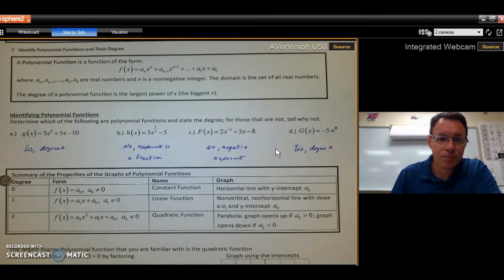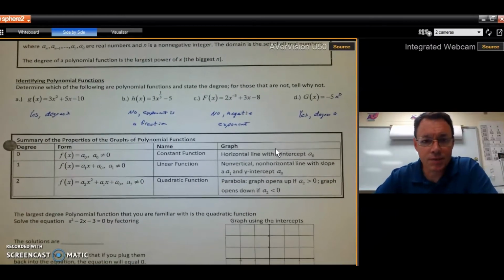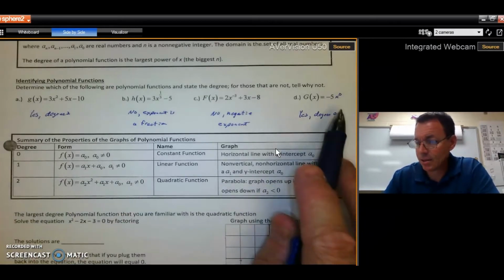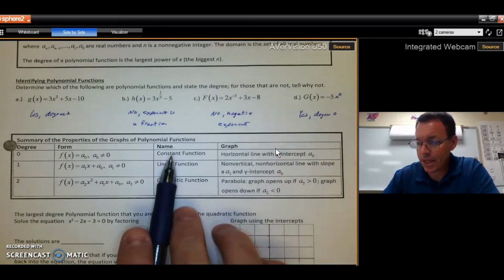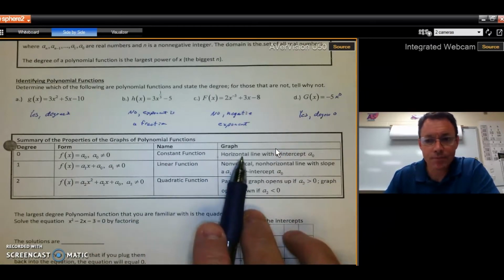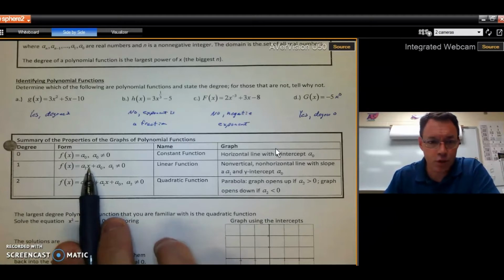So this next box right here is a summary of some of the polynomial functions you're familiar with. Degree 0, that's a constant. Just a number is a constant. The graph would be a horizontal line if you were to graph that, like y equals 3 or y equals 4 or whatever. A degree of 1, that means x to the first power.